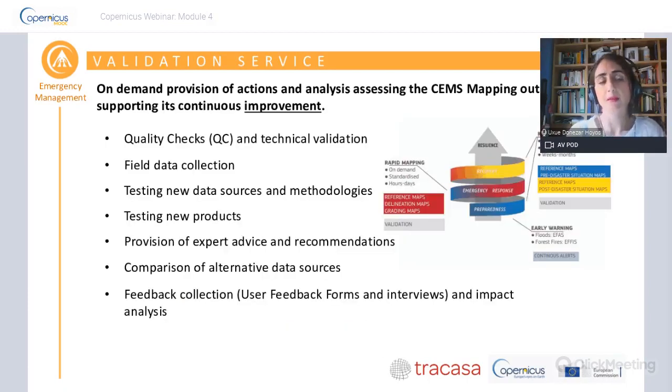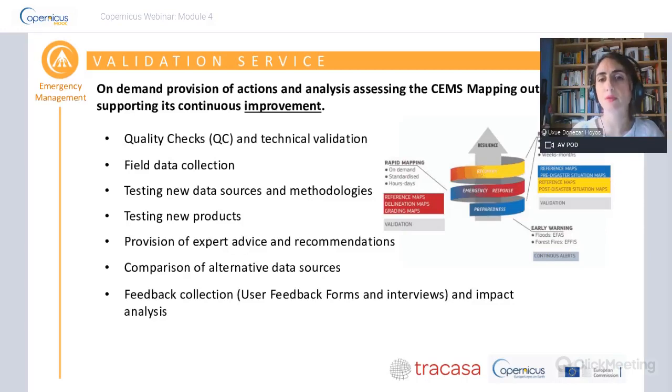Regarding our job as the validators, what we do is provide analysis on demand and assess the Copernicus EMS mapping outputs. Also, as I said before, the early warning outputs. And we are framed in the continuous improvement of the service. We are activated on demand by the Joint Research Center, when it decides that a product didn't achieve the expected quality.